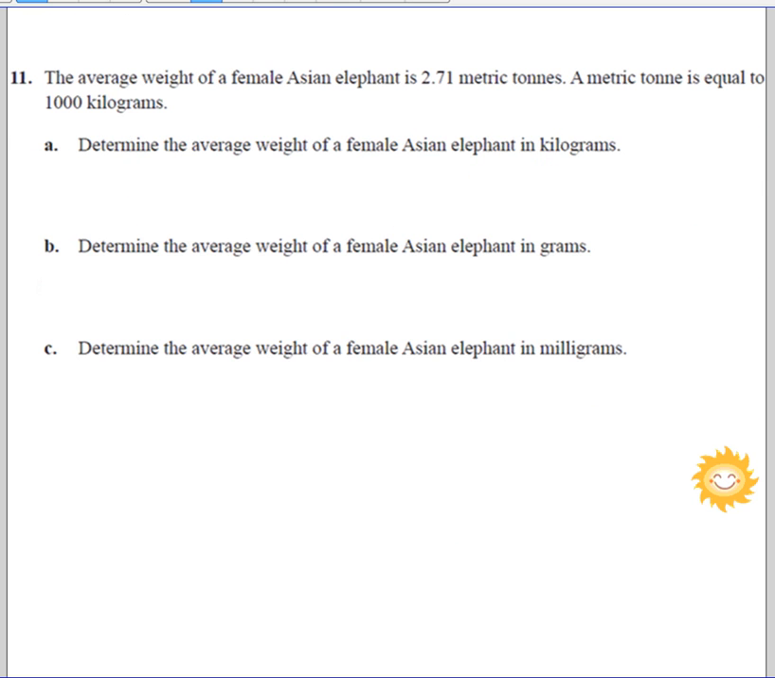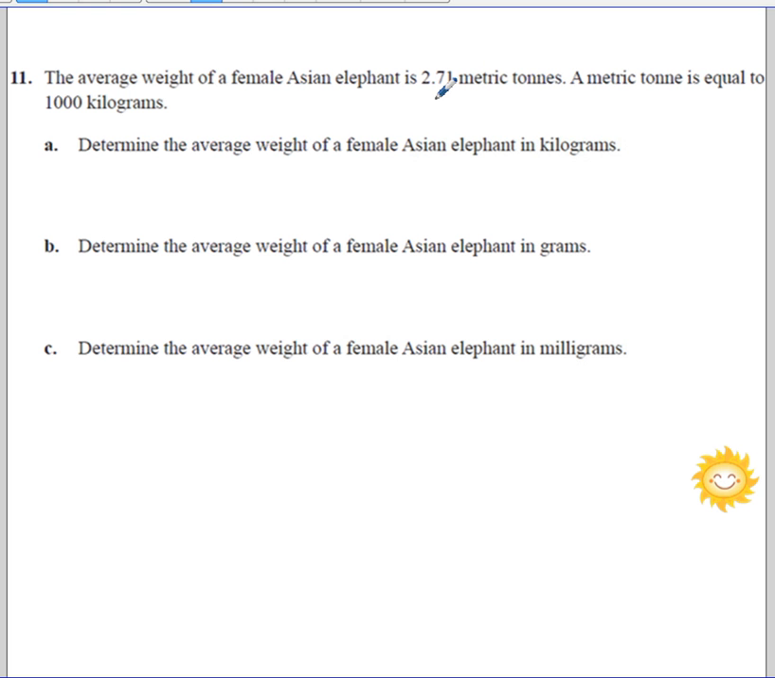For our other story problem we have, the average weight of a female Asian elephant is 2.71 metric tons. A metric ton is equal to 1,000 kilograms. Notice this isn't the US ton, T-O-N, and that was 2,000 pounds to 1 ton. So don't get mixed up with the wording here. They want us to determine the weight in kilograms.